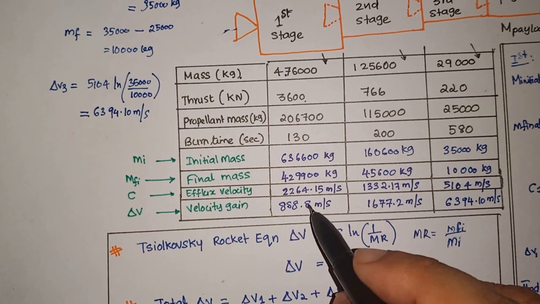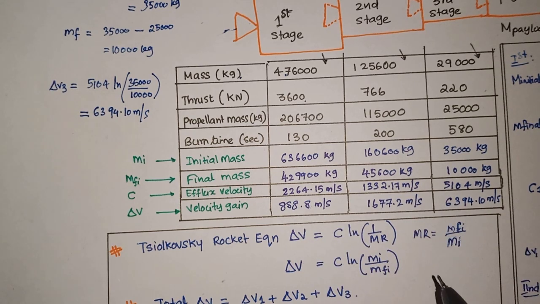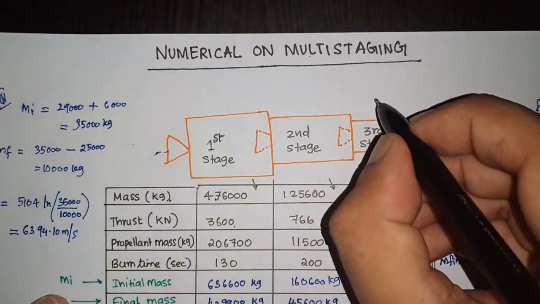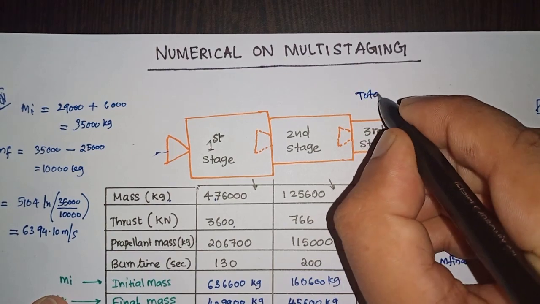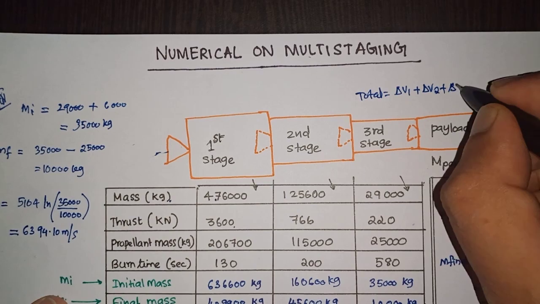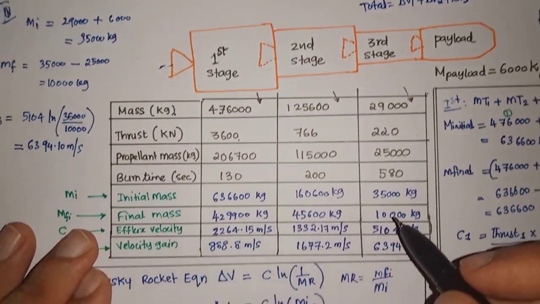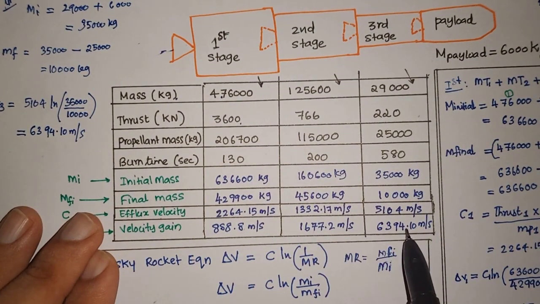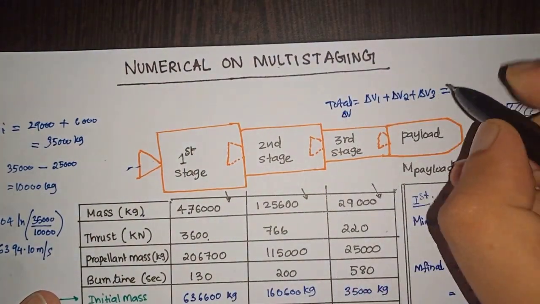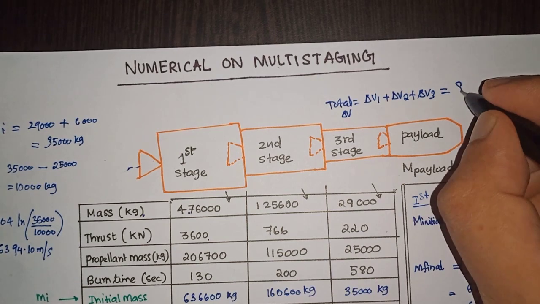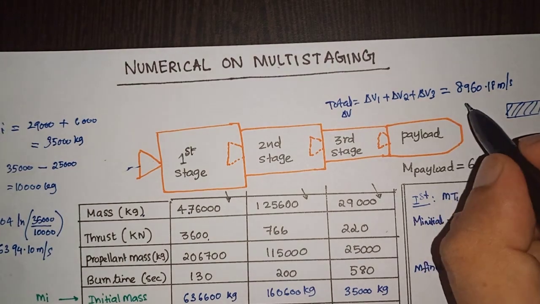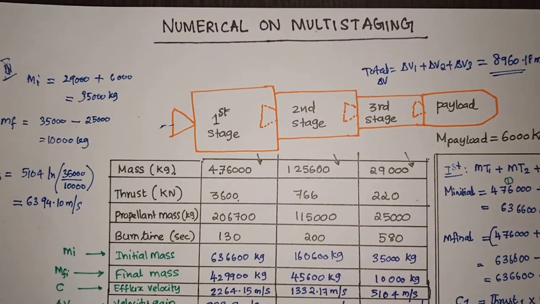Okay, now what is the total velocity gain? So delta V1 plus delta V2 plus delta V3. Okay, so the total that you are going to get, it's simple. The total is going to be delta V1 plus delta V2 plus delta V3. You have the velocities here, you add all the velocities. So that is giving me the total velocity gain. This is going to be around 8960.18. Okay, so this is what the calculation is all about.